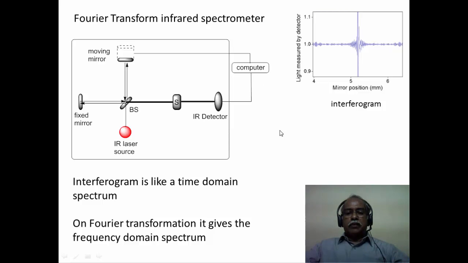The interferogram is something like a time domain spectrum of the infrared spectroscopy. When it is Fourier transformed, it gives the frequency domain spectrum, by conversion of the interferogram into the frequency domain, of the various frequencies which are absorbed by the sample and detected in the infrared spectrometer.